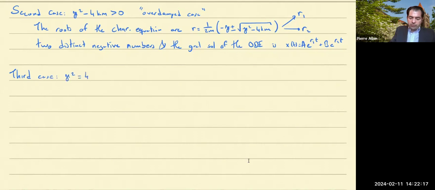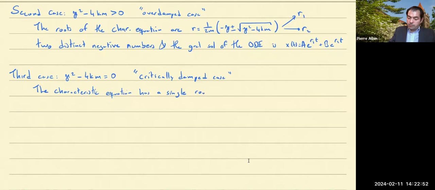And then the third case, when gamma squared is equal to 4km, or let's write it as gamma squared minus 4km is equal to 0, this is what's known as the critically damped case. So here the characteristic equation has a single root, r equals minus gamma over 2m with multiplicity 2.